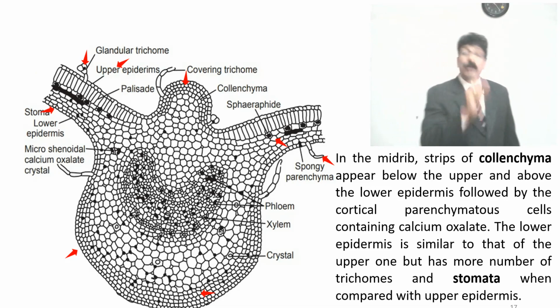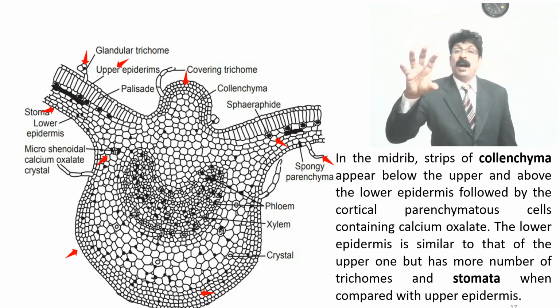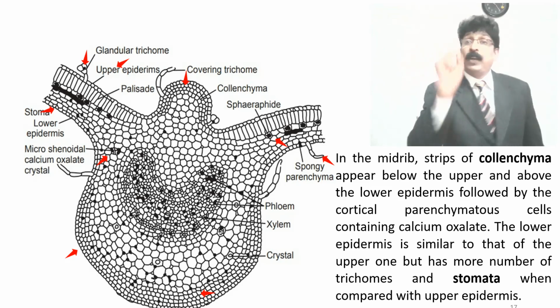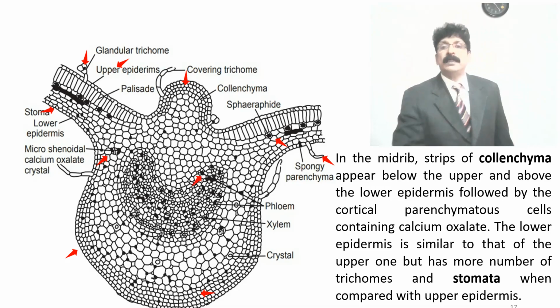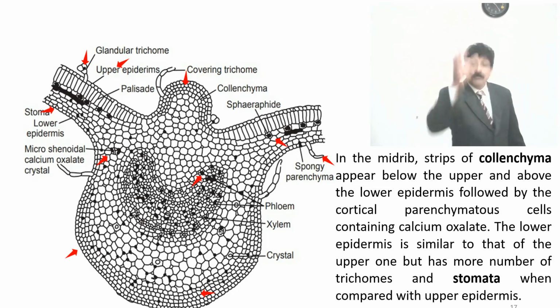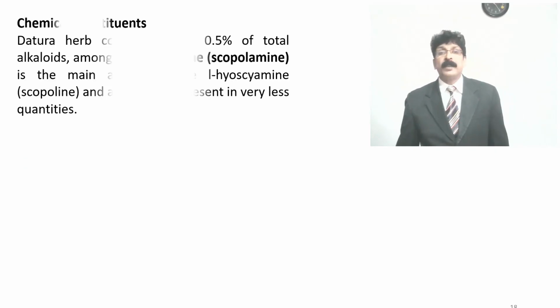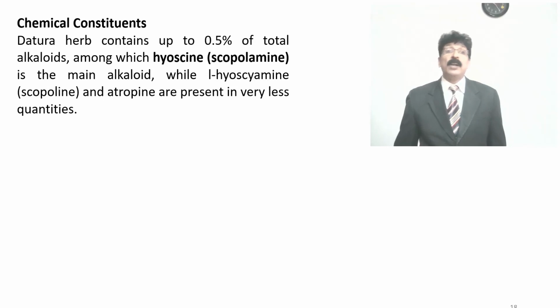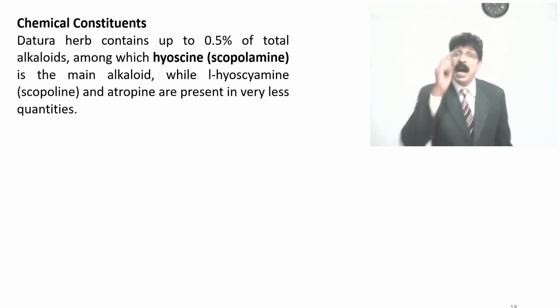Stomata are also present in the lower epidermis, and in the upper epidermis more stomata can be seen. Even in the midrib region, in the cortex parenchymatous cells, you can see microsphenoid calcium oxalate crystals. This is the phloem cells, that is, the vascular bundle phloem cells in between the xylem. This is the xylem cells which I have shown. So you can see the pictures and arrows which I have shown just to make you understand the diagram very clearly. Very important.